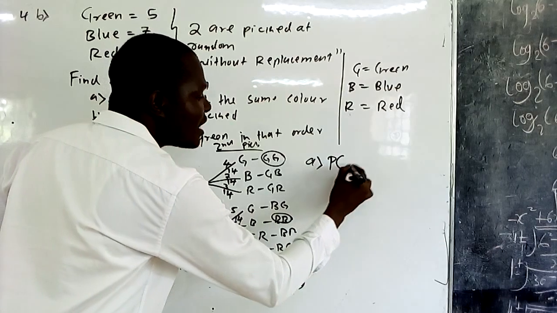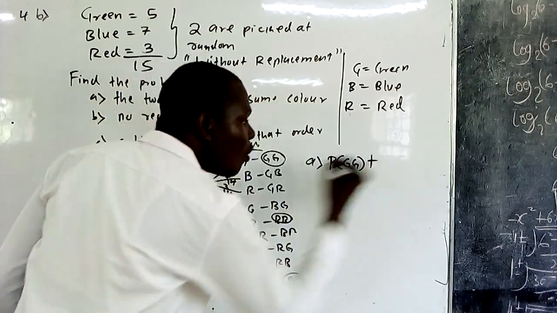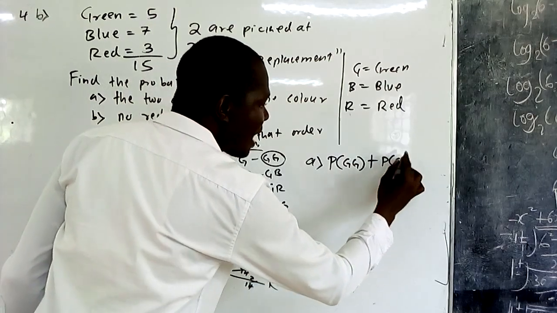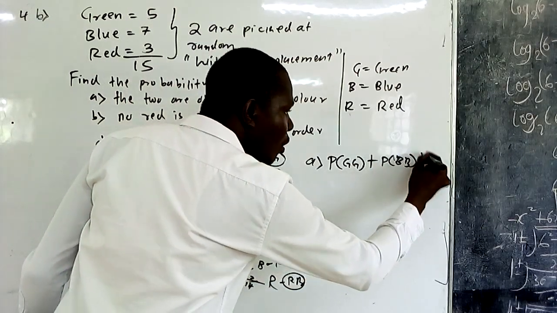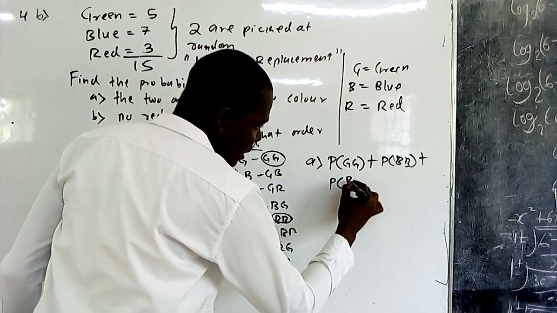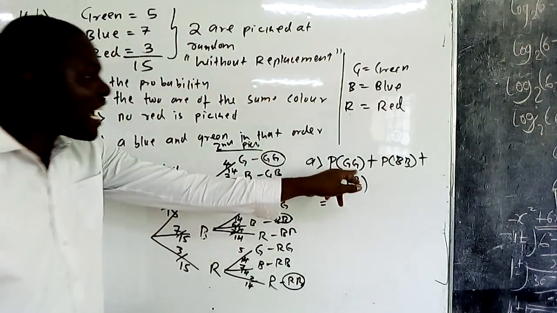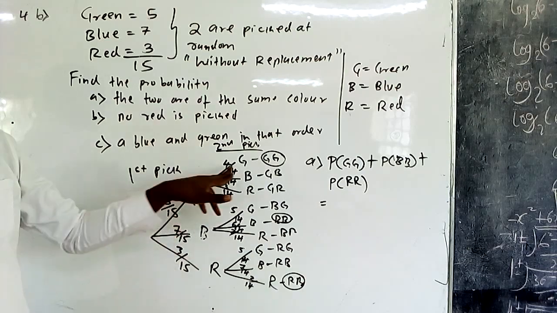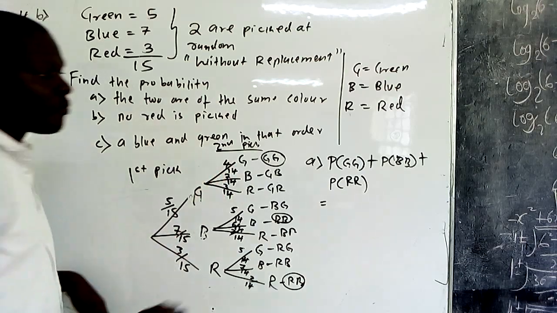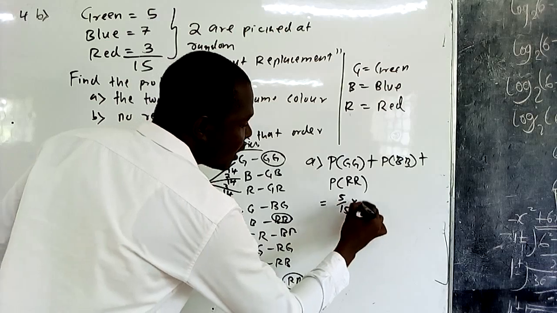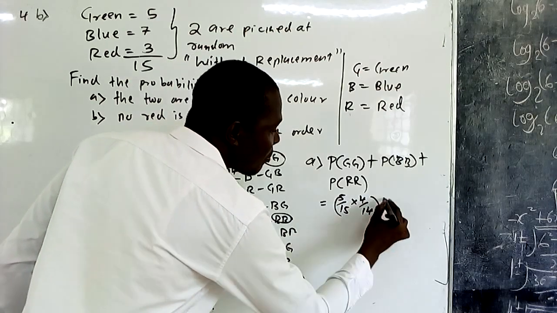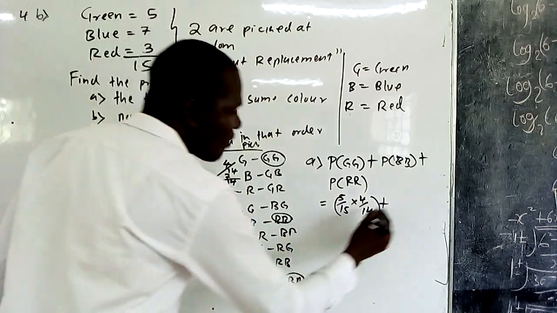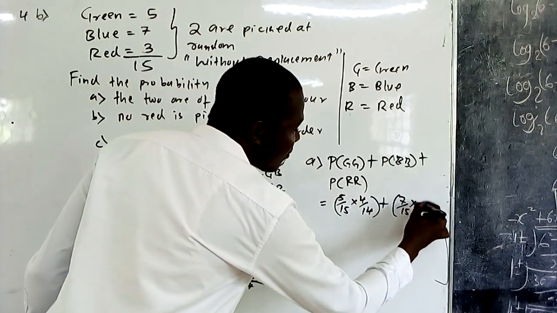It means it is the probability that both of them are green, or, addition law of probability, isn't it? Or both of them are blue, or both of them are red. So what do you get? Green and green, that is multiplication law of probability, isn't it? That is 5 over 15 times 4 over 14. Then plus blue and blue, you have 7 over 15 times 6 over 14.